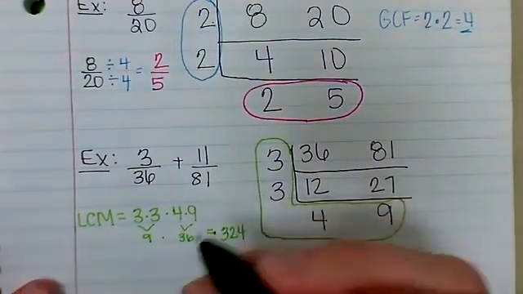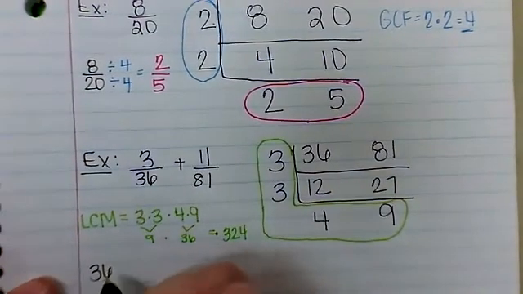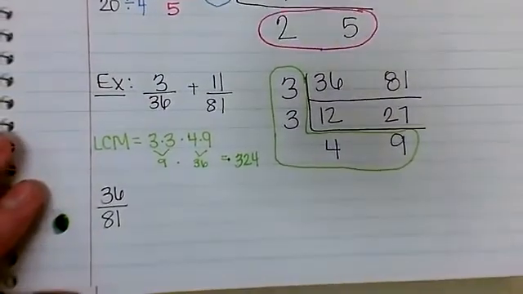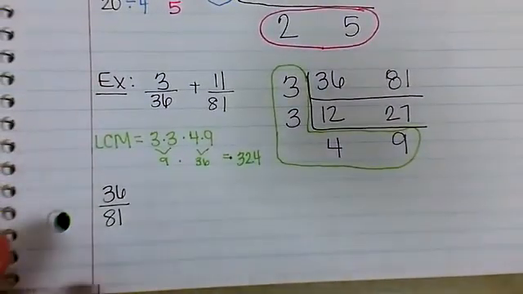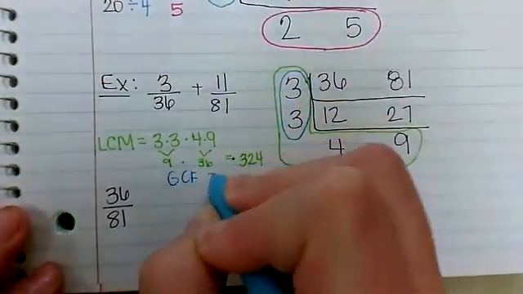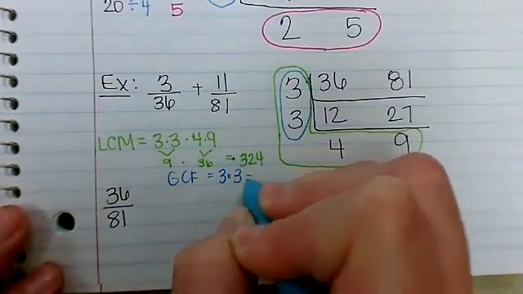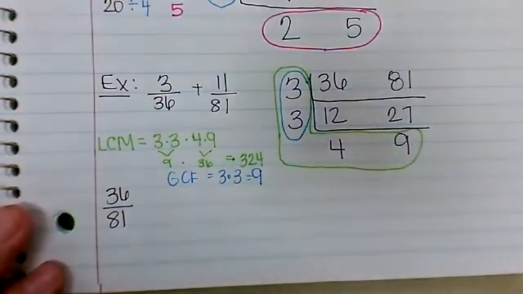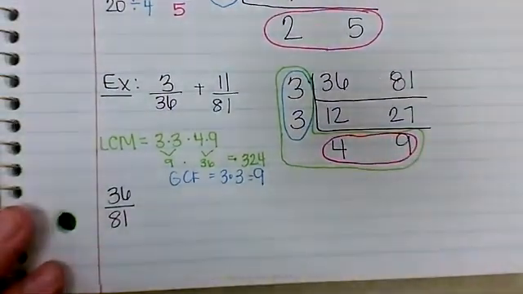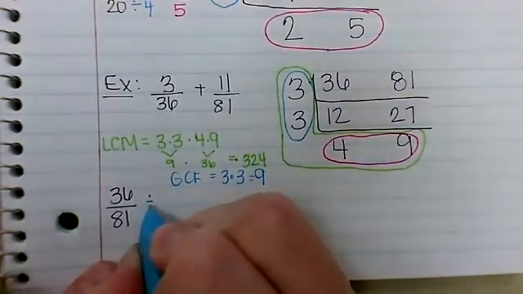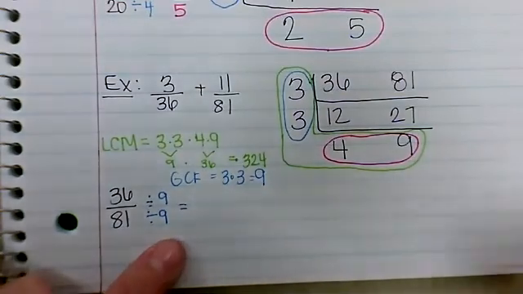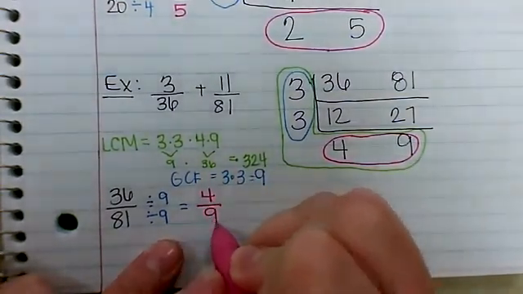Let's also say that I had the fraction 36 over 81, and I need to simplify it. Well, my GCF is right here. It's 3 times 3, which is 9. And my simplest form is right here. So if I divide by 9, which is my GCF, I will get my simplest form, which is 4/9.